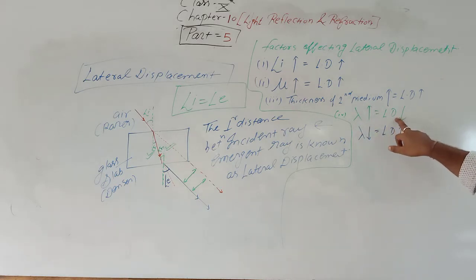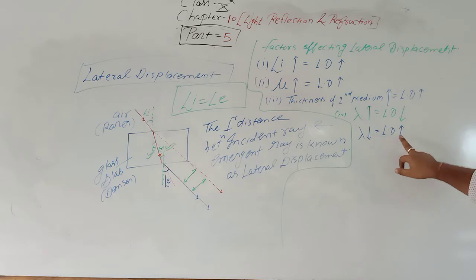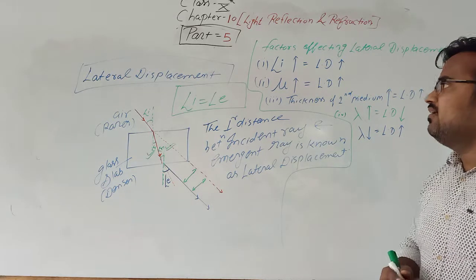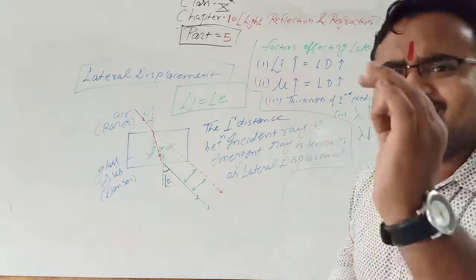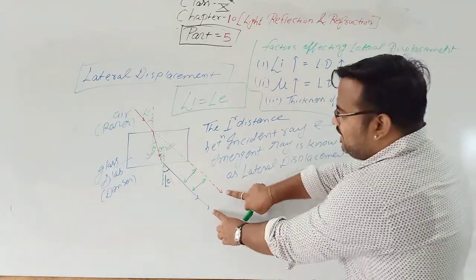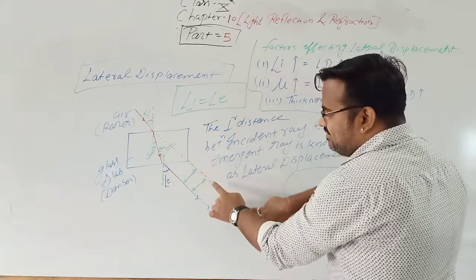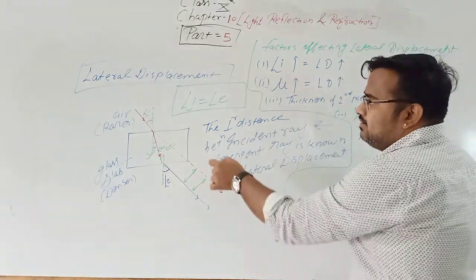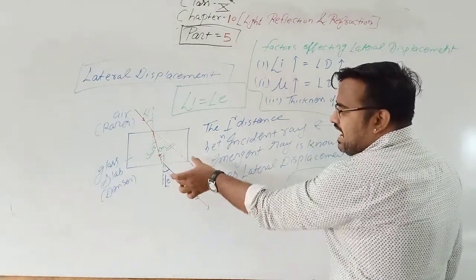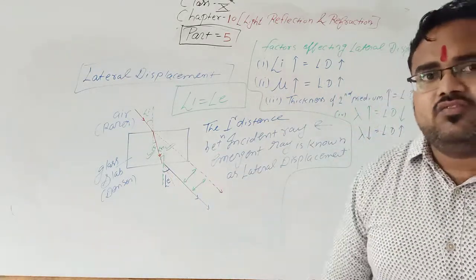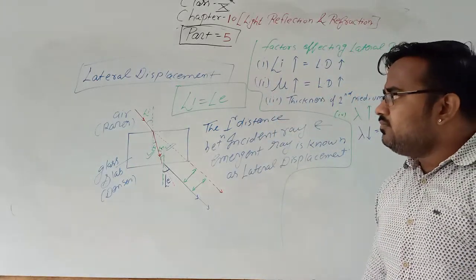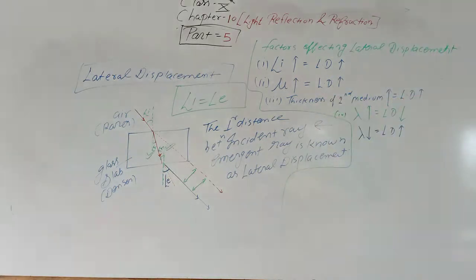If the wavelength is high, then the lateral displacement is low, and if the wavelength is low, then the lateral displacement is high. Clear? So these are the factors which affect the lateral displacement. What is lateral displacement? The perpendicular distance between the incident ray and the emerging ray is known as lateral displacement, and you can see that the incident ray and emerging ray are parallel to each other. This is known as lateral displacement. Clear? Okay, you can write these factors.